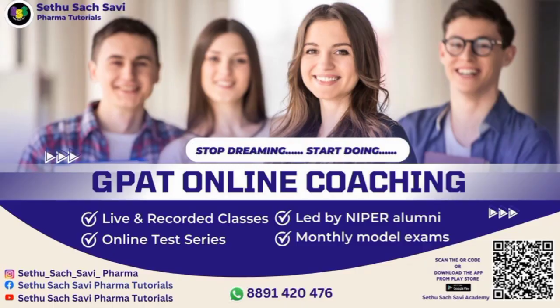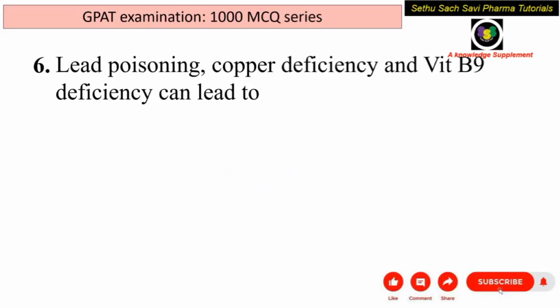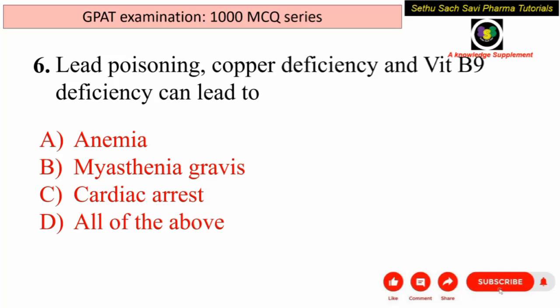So let's get started with the first question of the day. Lead poisoning, copper deficiency and vitamin B9 deficiency can lead to. Is it anemia, myasthenia gravis, cardiac arrest or all of the above?